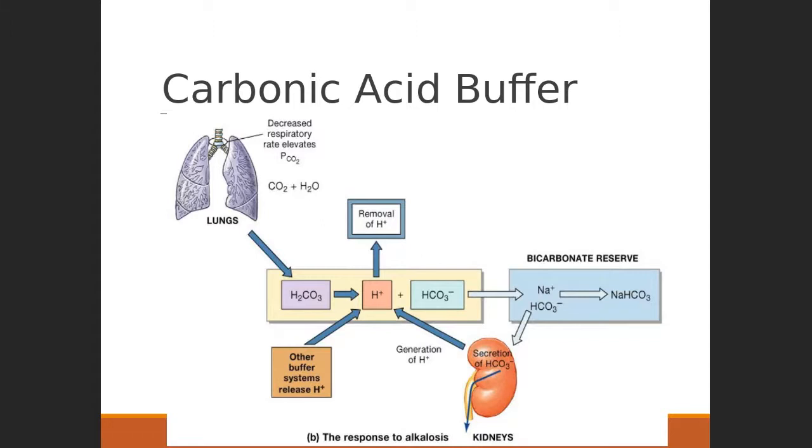Likewise, if we see the blood become too basic, too few hydrogen ions, we shut down our sodium hydrogen pump, helping us reabsorb as much hydrogen as possible, or at least retain what we have, secreting out our bicarbonate ions, this time decreasing our respiratory rate, preserving CO2 in the blood, which preserves our carbonic acid and therefore preserves more of the hydrogen ions, trying to get that pH back down.